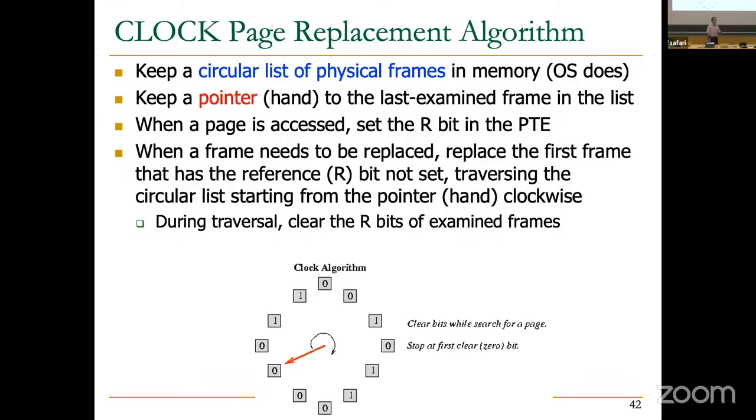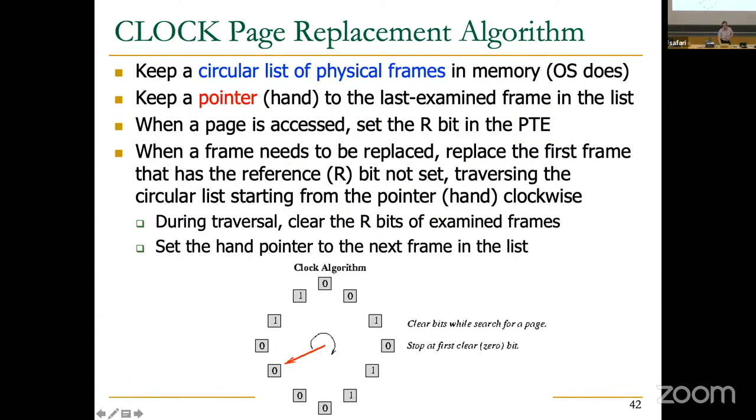And of course, you're not going to get to that for a while, assuming you have to go through 28 pages with the hand, right? Okay, so this is a very rough approximation, and it's been used in early Linux kernels. Variants of it are still used, frankly. And then you set the hand pointer to the next frame in the list. Makes sense, right? So this is clearly an approximation so that you don't replace the recently accessed pages.